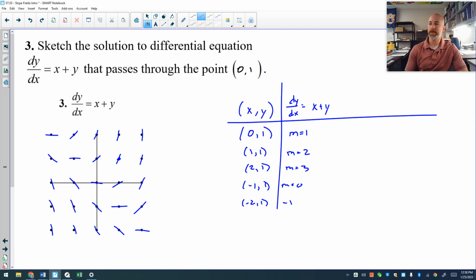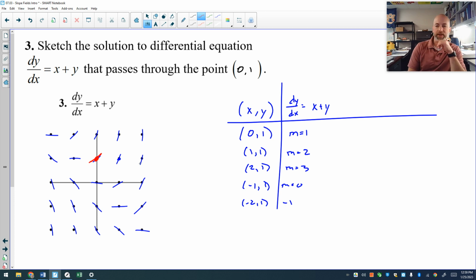What I know is that my solution passes through this point, 0, 1. And so if you're supposed to go through the point 0, 1, please just start at that point. And then I look at these little slopes that I've drawn, all these little slope fields, and I kind of think of them as direction arrows telling me which way to go. Some textbooks will refer to slope fields as direction fields. And so I know I'm starting with a slope of 1. So I'm going to draw that little piece with a slope of 1 that I did a long time ago.